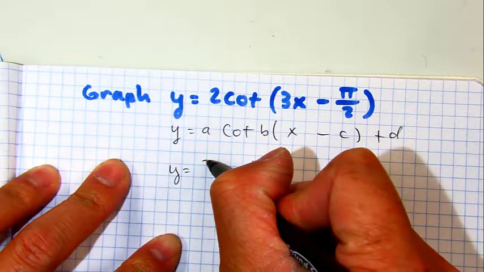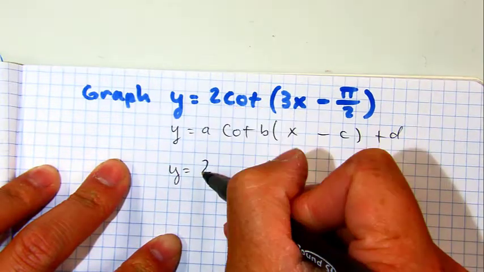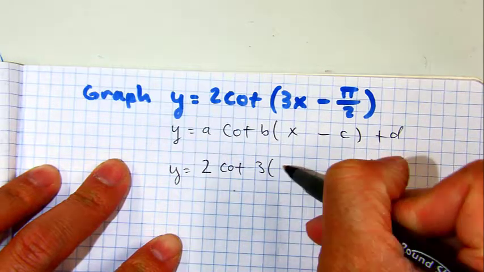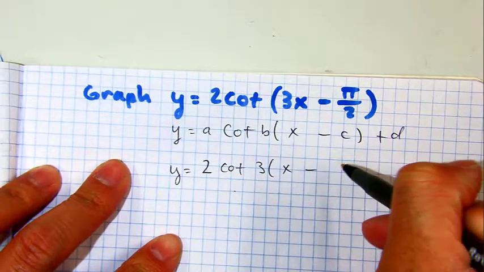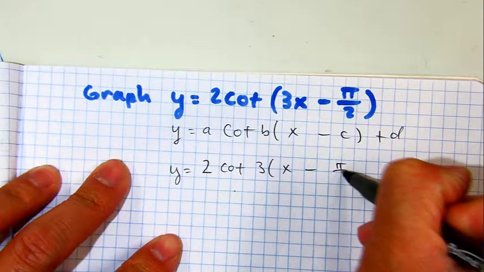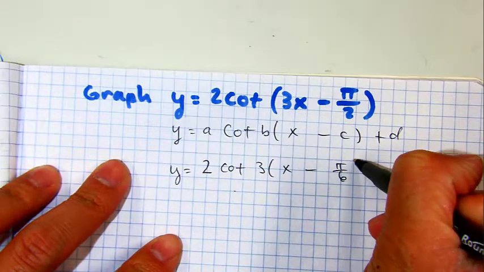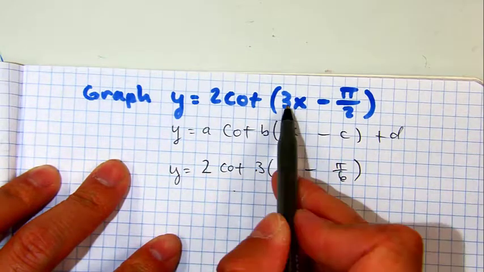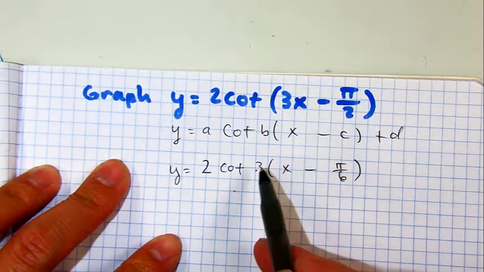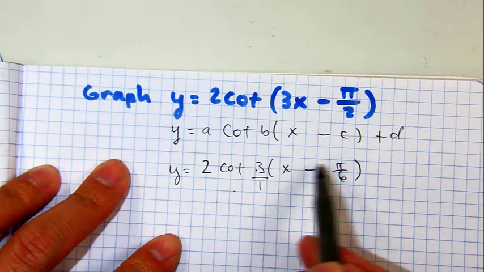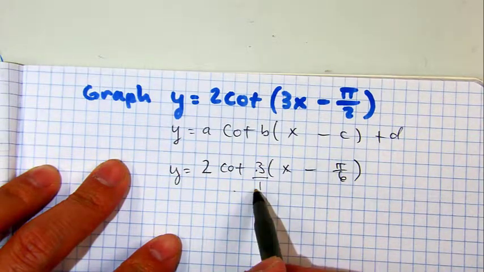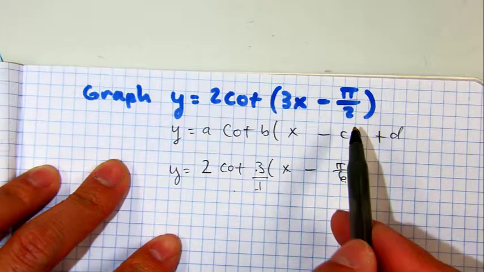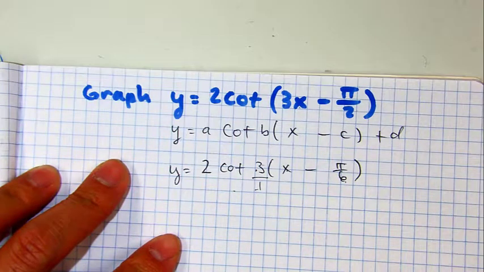2 divided by 3 parentheses x minus 5 pi over 6 parentheses. So 3 times x is 3x. 3 over 1. 3 times pi is 3 pi. 1 times 6 is 6. 3 pi over 6 reduces to pi over 2. Raise your hand if you got that.